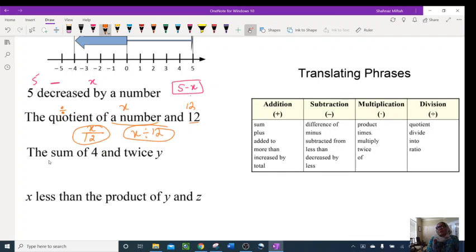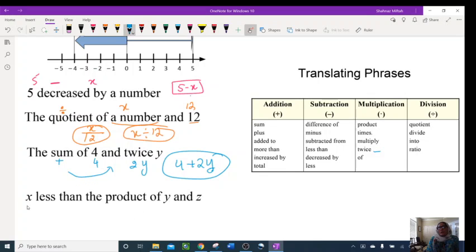This one: the sum of 4 and twice y. Sum, I'm going to change color. Sum means plus. 4 and twice. Twice is multiplication, so twice y is 2y. 2y is multiplying. Now, we know that twice and y are multiplying, so where the sum goes, it goes between these two terms right here. So I'm going to write this like that, and that's my answer.